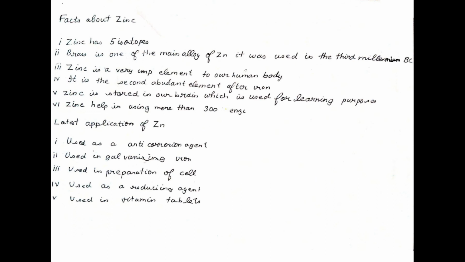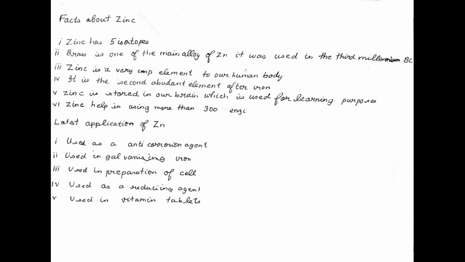Before we move on to the end, let us see applications and facts about zinc. So facts about zinc. Zinc has 5 isotopes and brass is one of the main alloys of zinc. It was used in the 3rd millennium BC, a very old alloy. Zinc is a very important element to the human body because it is the second most abundant trace element after iron. It constitutes about 2 to 4 grams in our body. Zinc is stored in our brain, which is used for learning activities and purposes, and zinc helps in more than 300 enzymes.